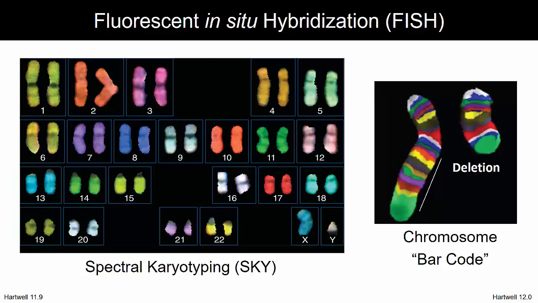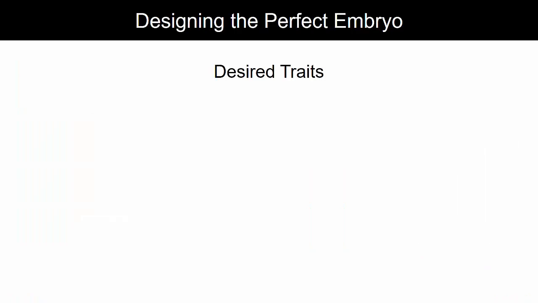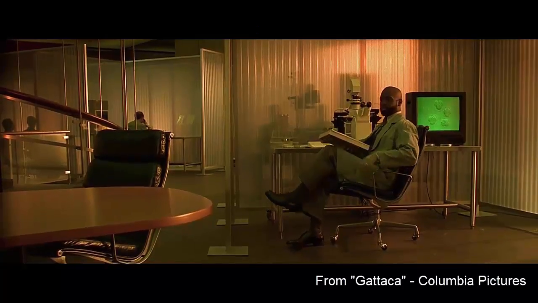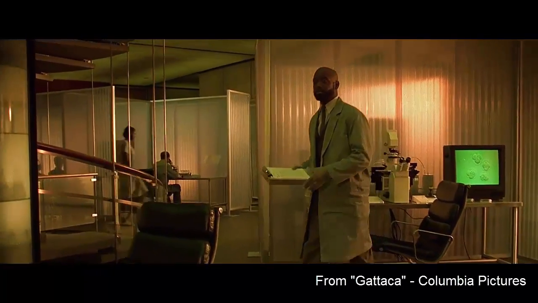A given chromosome can also have different regions labeled in different colors, creating a specific barcode. This helps us see large deletions, duplications, and inversions. Once this genetic information is known, the parents have several decisions to make. Naturally, no critical predispositions to any of the major inheritable diseases.